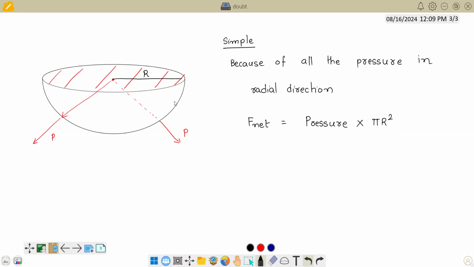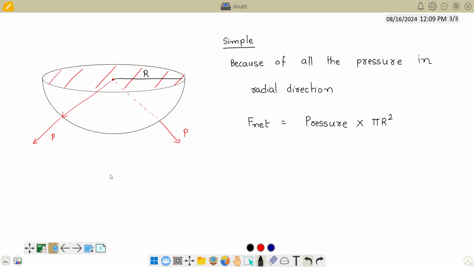Now, how we got this as pressure into pi r square, I will again do it at the end of this. This derivation usually we do in the surface tension chapter. But for now, just remember that if you have this situation, we can simply write net force equals pressure into projected area. Once you understood this, let us find what is the pressure acting.